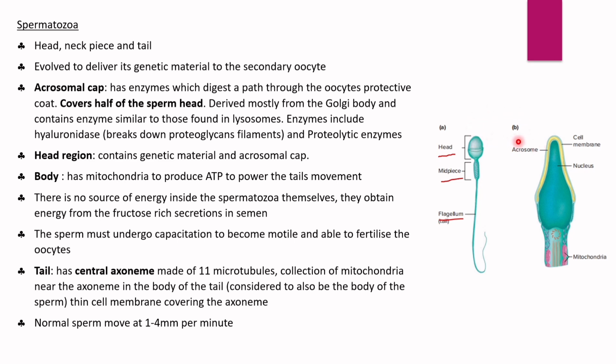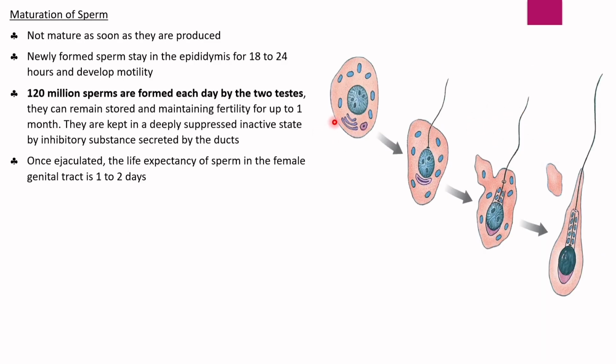What happens during spermiogenesis is the Golgi bodies will condense to form the acrosomal cap, which will contain hydrolytic enzymes which will help to degrade the cap or the coat of the oocyte, right? The nucleus will condense. The nucleus contains the genetic material.